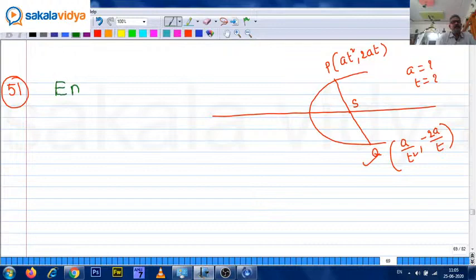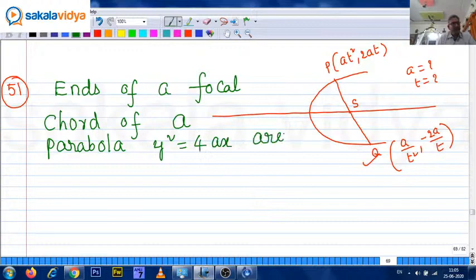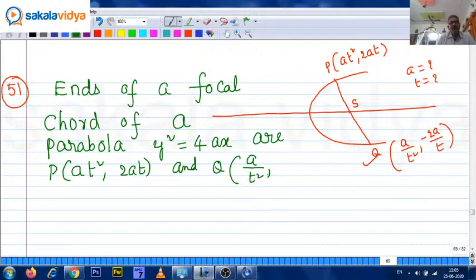That means you remember this one: ends of a focal chord of a parabola y square equals 4ax are P (at square, 2at) and Q (a upon t square, minus 2a upon t).